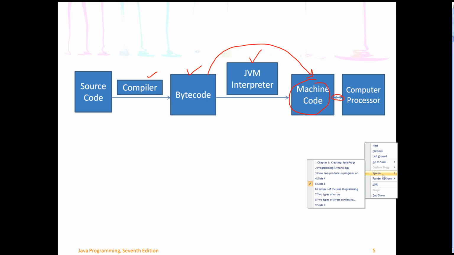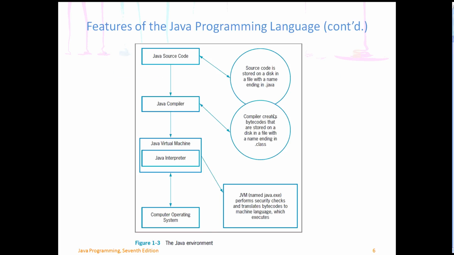And on this slide here, this is a picture from your book, Figure 1.3. So if you're interested in looking at that, this is how they pictured it. So that's how it gets from source code to machine code to the computer processor.